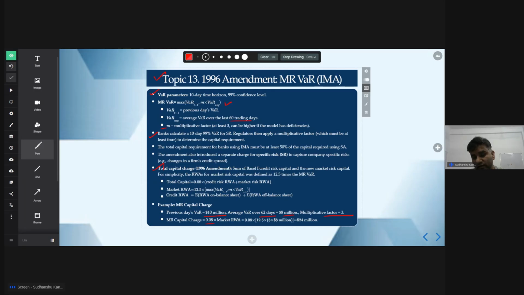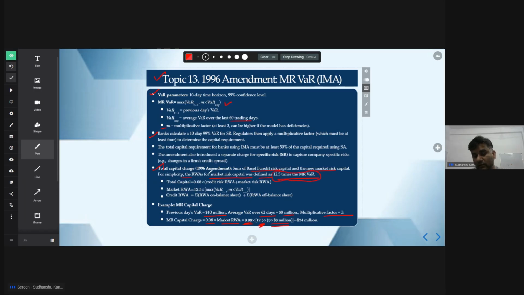So it is 0.08 into market RWA, which is nothing but 0.08, and you take the 12.5 times the market risk VaR. What is the market risk VaR? It is 3 into 8, right? Why 3 into 8? Because multiplicative factor into 8, the market risk VaR is your 24, right? And why are we multiplying 12.5 times? Because to sum the Basel I credit risk capital and the new market risk capital, for simplicity, the RWA of market risk capital was defined as 12.5 times the market risk VaR, right?